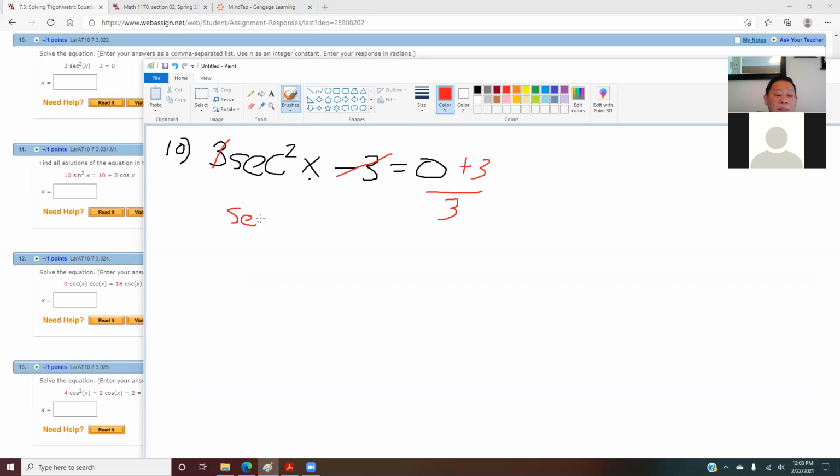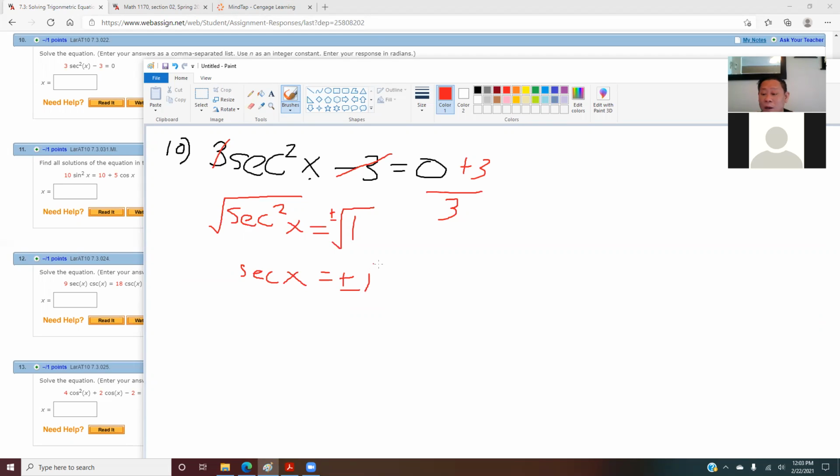So what we have in this case is secant squared x equals 1 because 3 over 3 is 1. And then we will take the square root of it because that is a square. And don't forget, when you take a square root, you need plus minus. This is something that a lot of students make mistakes on. So what you get here is secant x is plus minus 1. Square root of 1 is 1.